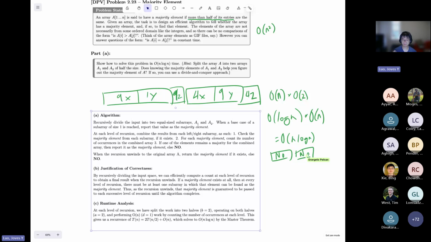If one of them returns y and the other returns no, then y is the only one I need to care about. Because my y is my majority on the left, I need to see if y remains a majority when the two are combined. Okay, so this information keeps following. Okay, the justification of correctness: by recursively dividing the input space, we can efficiently compute a count at each level of recursion to obtain the final result when the recursion unwinds.